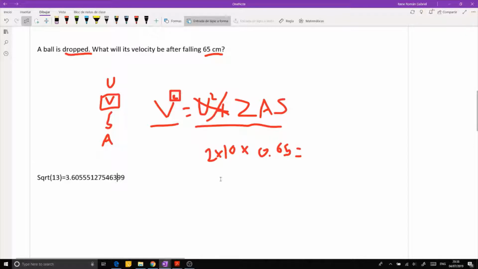And that will give us 3.605551275463999. But normally they will just ask you for 1 to 2 decimal places. So in the case they ask you for 2, you would just get the 5, round it up to 1, and say it's 3.61 meters per second. But since they say it's dropped here, we know that's not gonna be a positive. It's gonna be actually negative, so it would be negative 3.61 meters per second.